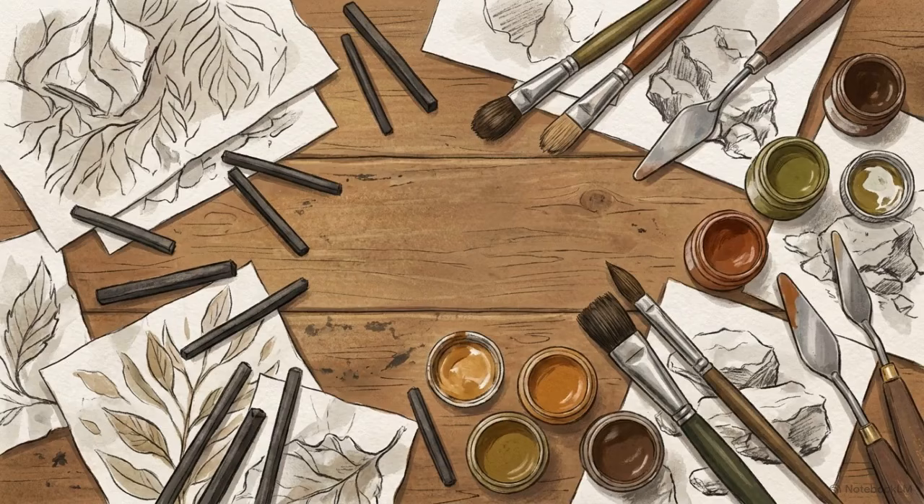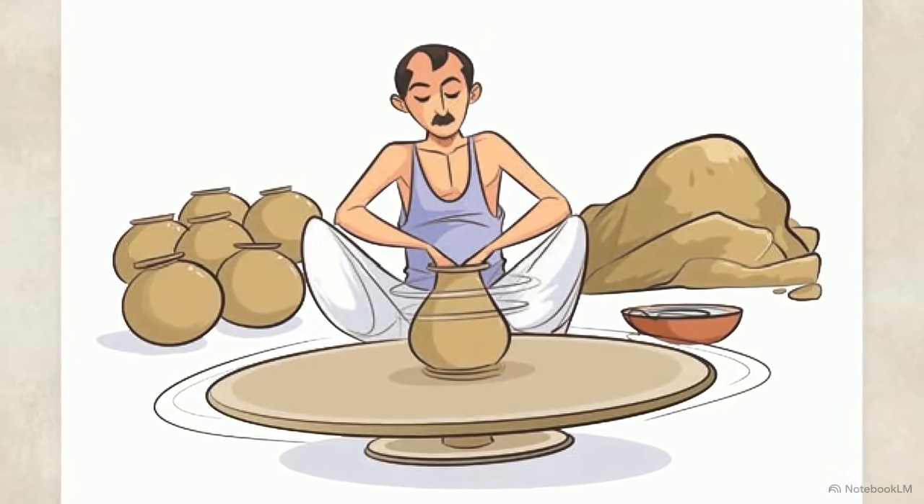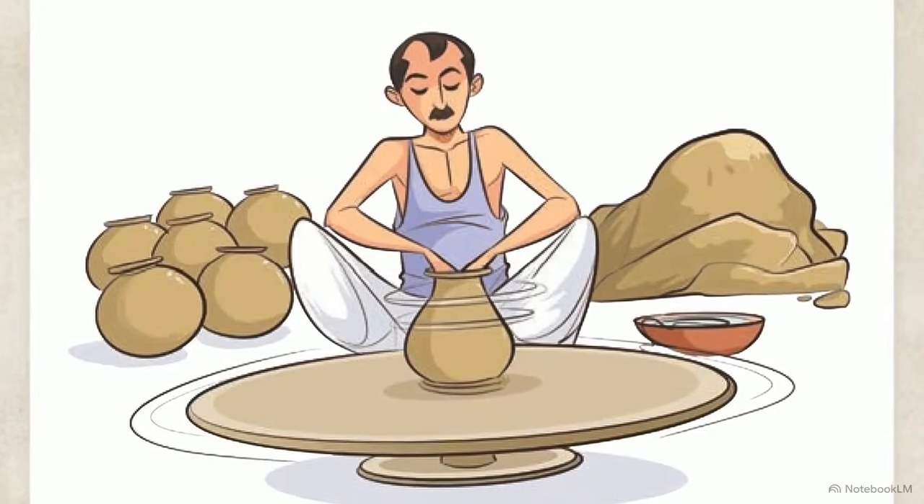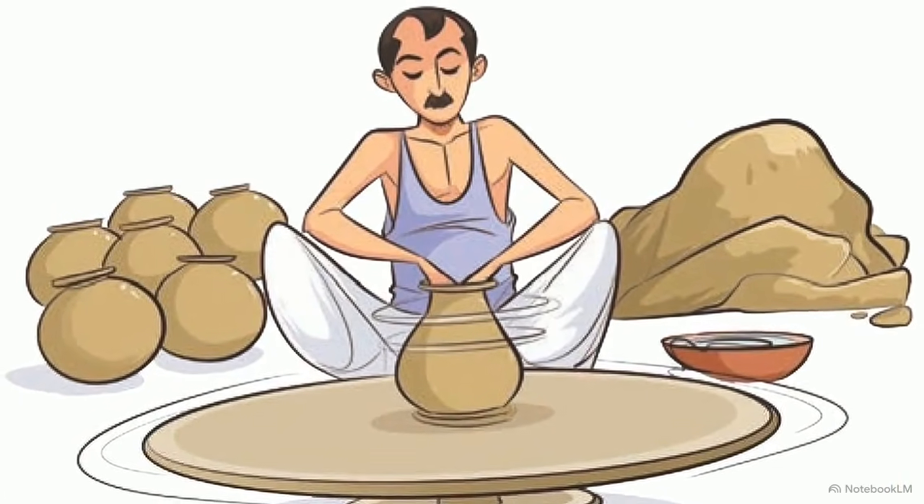Taking those raw outdoor observations and translating them into a finished piece requires intentional practice and the right set of tools. A three-dimensional artist, like a potter, takes raw earth and uses physical momentum on a spinning wheel to mold forms directly inspired by their interactions with natural materials.